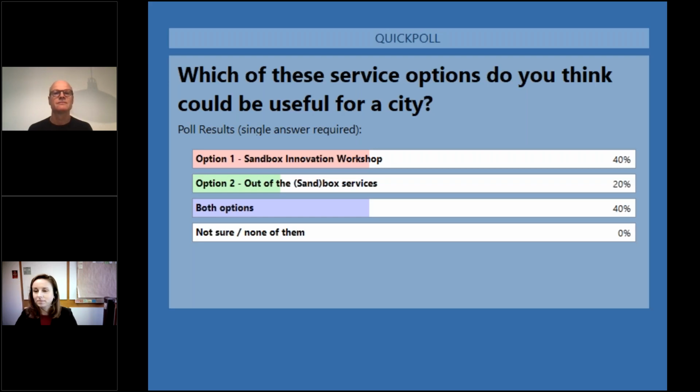So we have, yeah, quite equal distribution for either both options, 40%, or rather the Sandbox Innovation Workshop, so the light version of the workshop, so to say, but still also 20% who think that the in-depth process does have some potential. Thank you for that, and yeah, over to Elma.